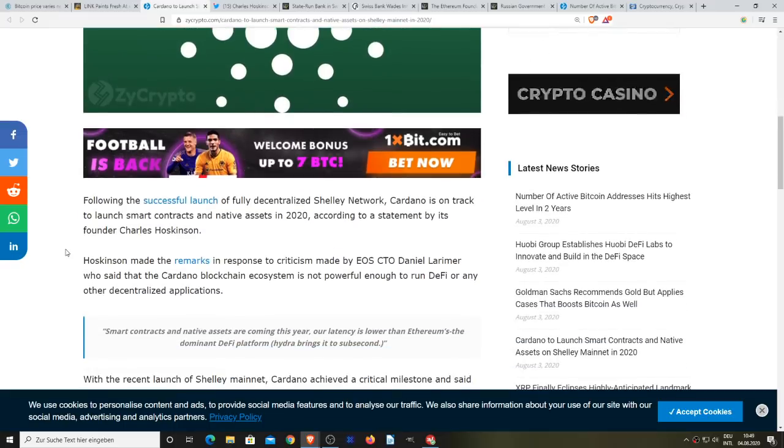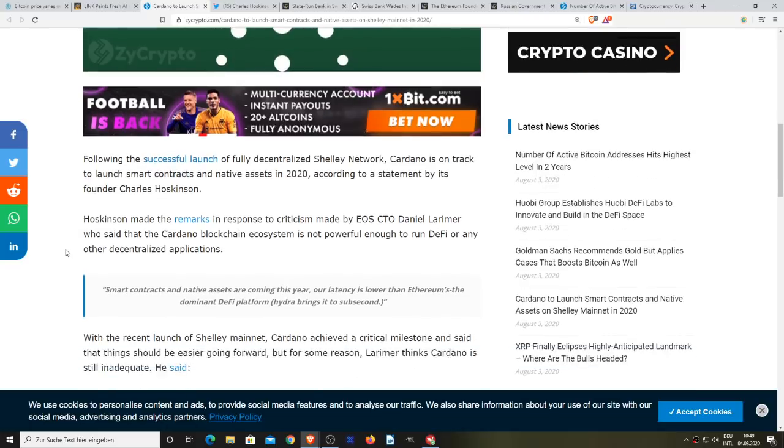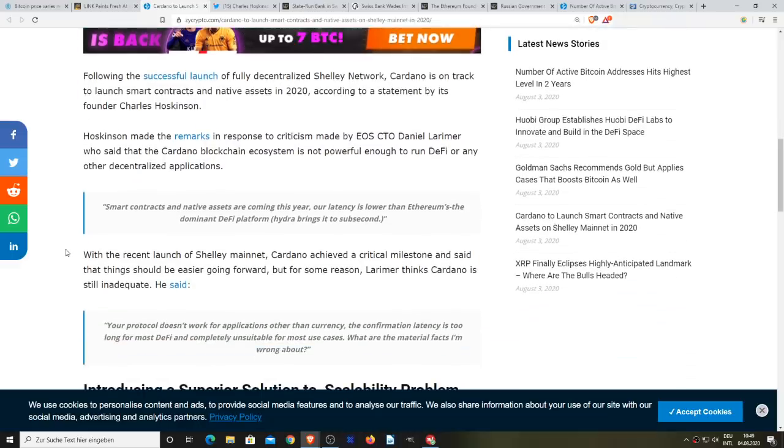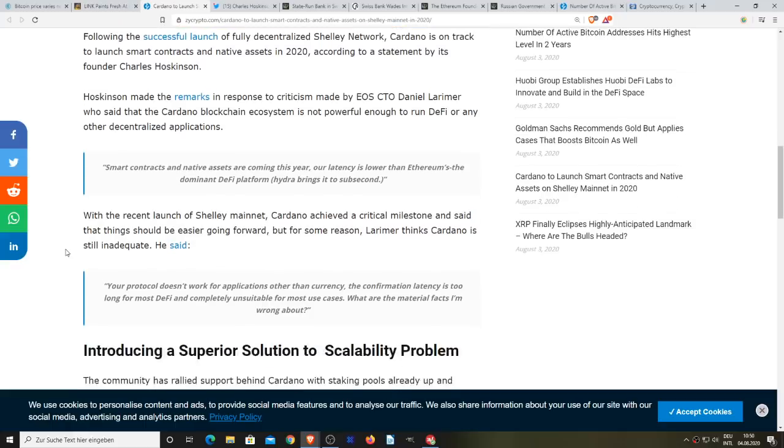He said smart contracts and native assets are coming this year. Our latency is lower than Ethereum's. The dominant DeFi platform, Hydra, brings it to sub-second. With the recent launch of Shelley, Cardano achieved a recent milestone and said that things should be easier going forward, but for some reason, Larimer thinks Cardano is still inadequate. He said, your protocol doesn't work for applications other than currency. The confirmation latency is too long for most DeFi and completely unsuitable for most use cases. What are the material facts I'm wrong about?